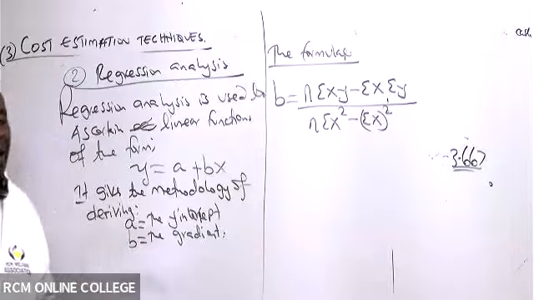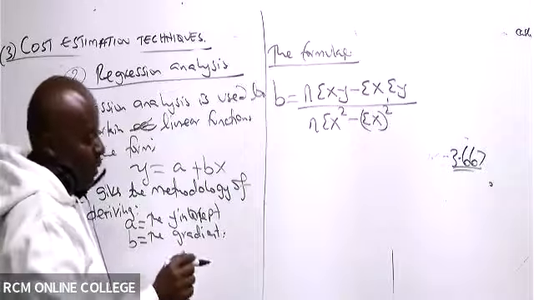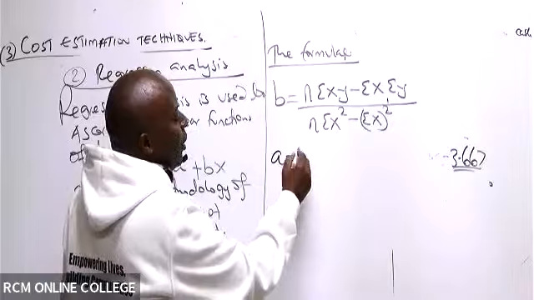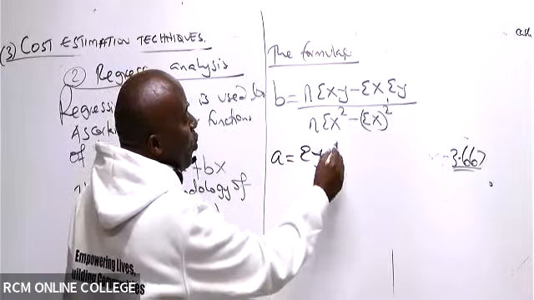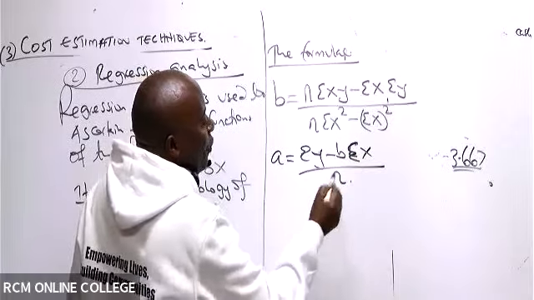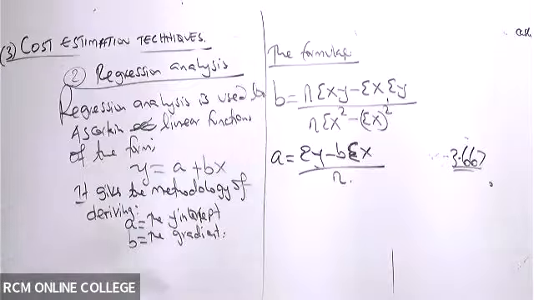So in this case, B equals n summations of xy minus summations of x, summations of y, all over n summations of x squared minus, in brackets, summations of x squared. How about A? To get A, we normally take summations of y minus B, summations of x, and then everything you divide by n.